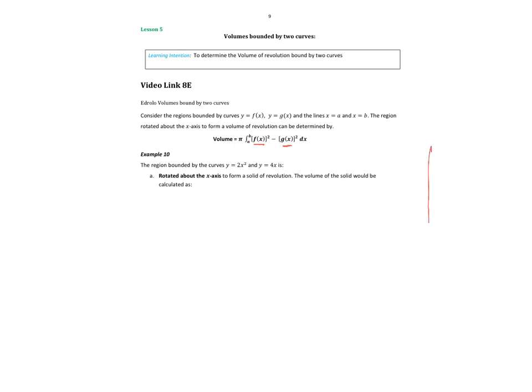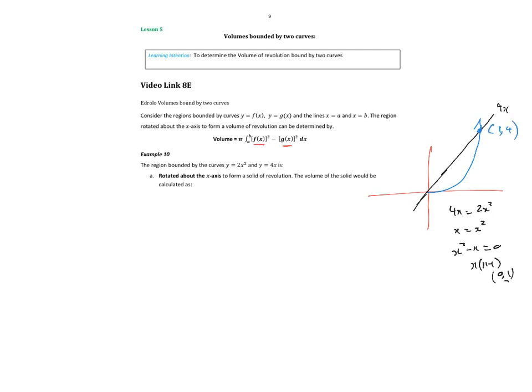So, again, a nice little quick sketch: 2x squared looks something like that, and 4x is fairly steep. If we let 4x equal 2x squared, I get x equals x squared, so x squared minus x equals 0. So we get 0 and 1. That's the point (1, 4), and we've got the point (0, 0).